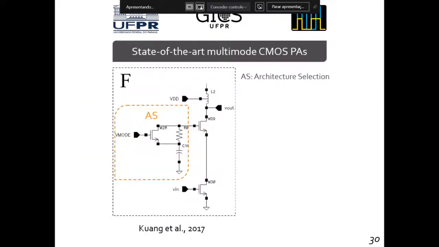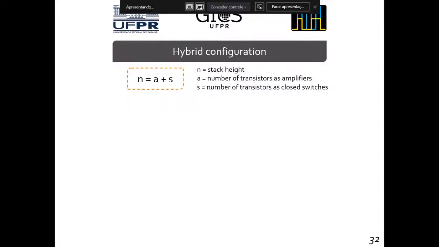For example, in the shown circuit, the architecture selection occurs when V mode is at high or low voltages. When high, M29 and M30 are in cascode configuration. When V mode is low, M29 and M30 are in stacked configuration. Simultaneously, the supply voltage should also be scaled. Based on the effort to expand on the techniques to achieve multimode operation, this thesis presents the hybrid configuration.